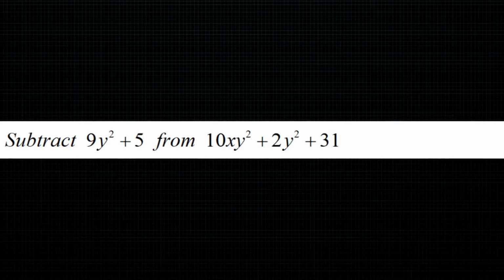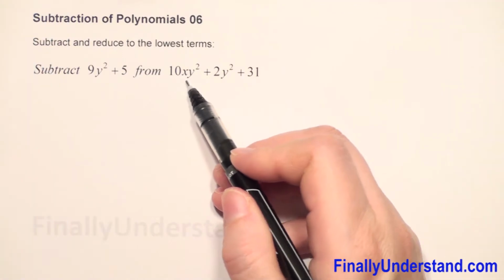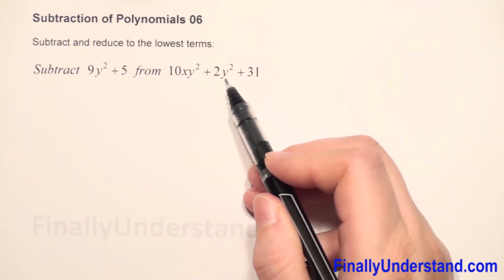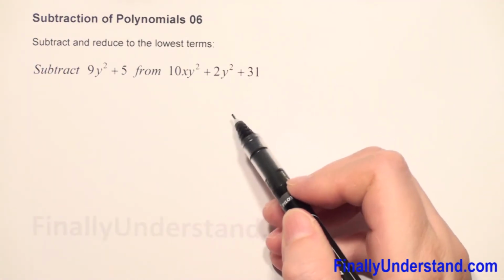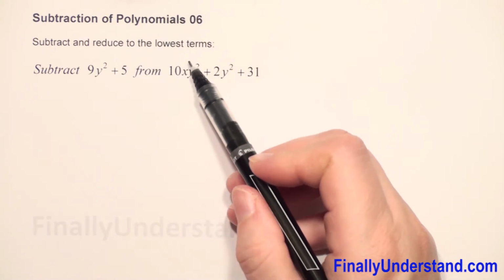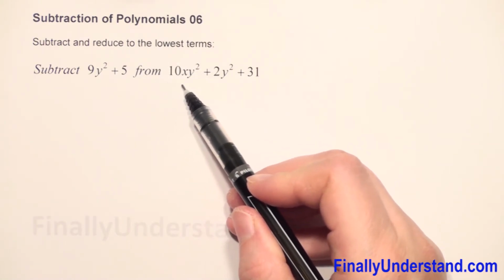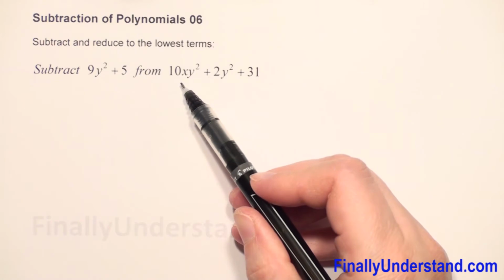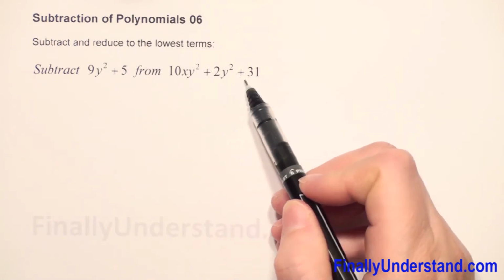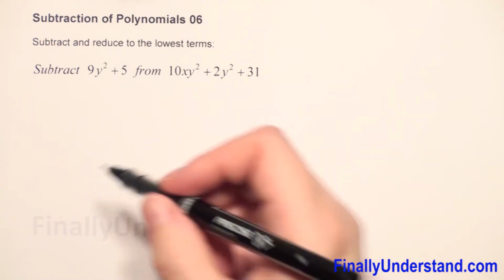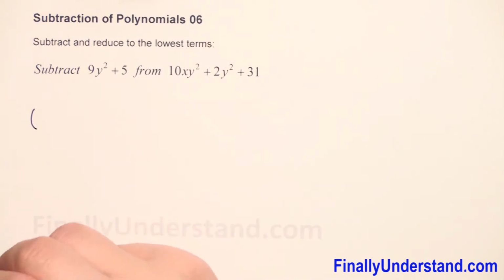We have to subtract 9y squared plus 5 from 10xy squared plus 2y squared plus 31. We have to write first this trinomial because this polynomial has 3 terms, so this is a trinomial. We will put this trinomial in parentheses.